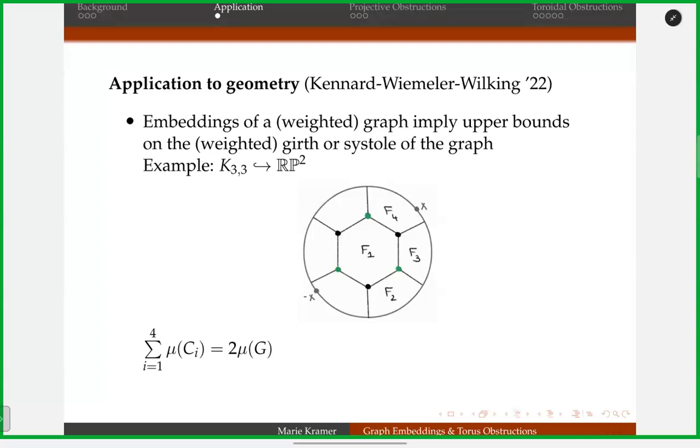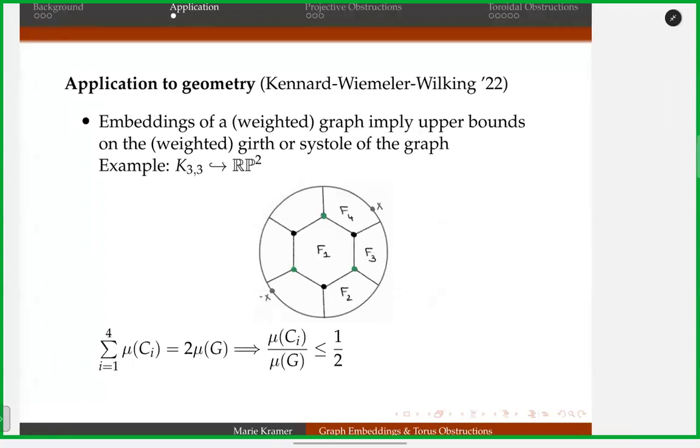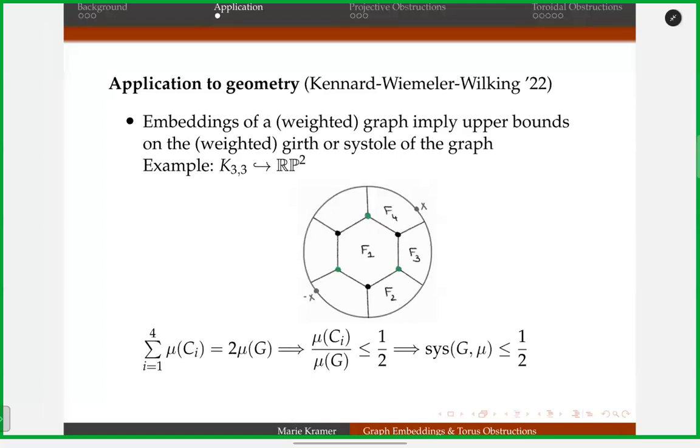So if we sum up all of these weights of the facial cycles, we get twice the total weight of our graph, which in particular means that there has to exist some facial cycle whose weight is at most half of the total weight, right? Otherwise, if all of these were really large weight, we would never get that in the sum. This is twice the weight. So we get an inequality like this, which then bounds the systole. The systole is just like the weighted girth, perhaps normalized by the complete weight of the graph. So for some weight function, we get that the systole is at most 1/2. This isn't the optimal bound for the systole, but it gives an idea of why we care about graph embeddings.